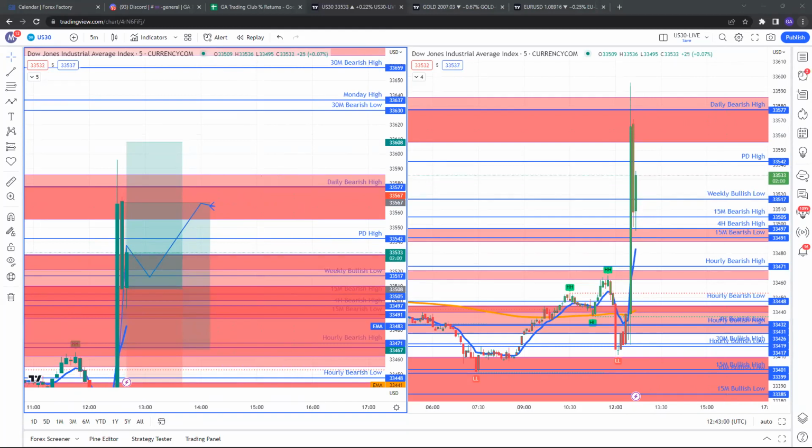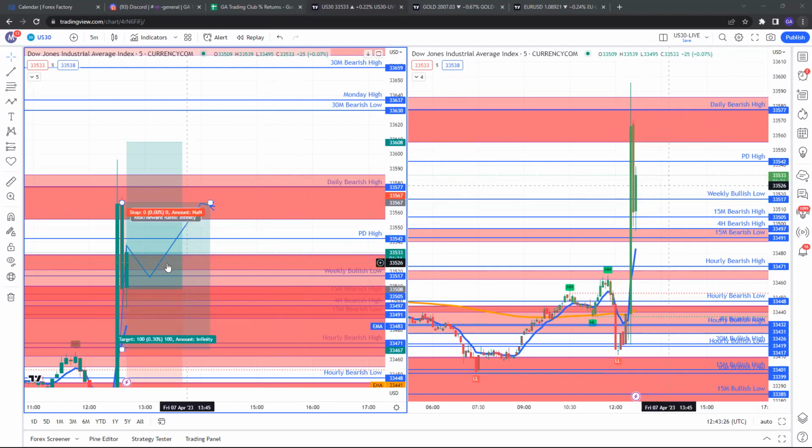I don't know if the gold chart for me is still frozen. Oh, gold is okay. There we go. For this trade, we are up, what is that? We are up 30 pips. Keep going.